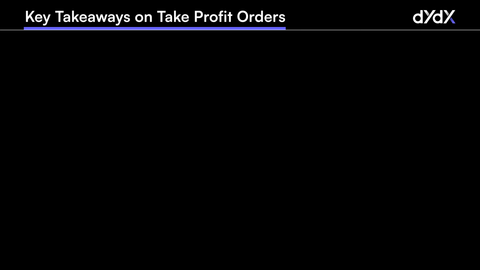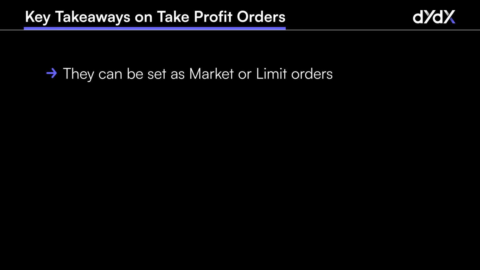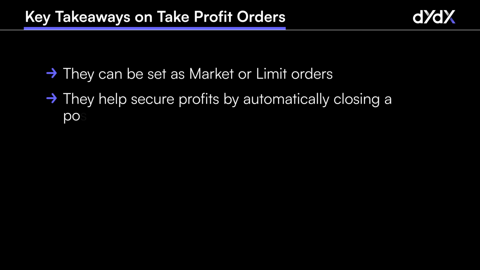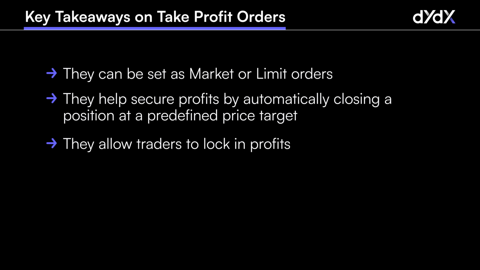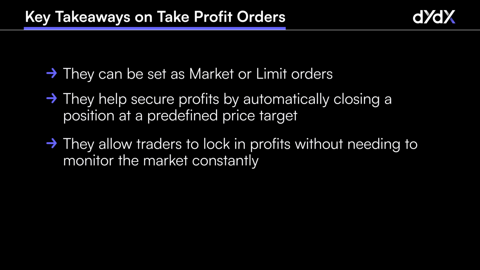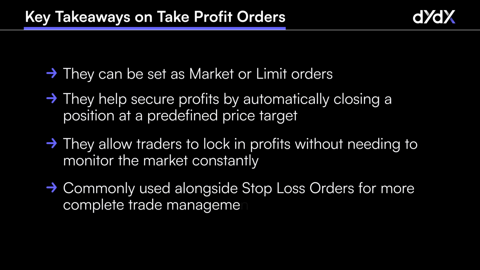So the key takeaways on take profit orders are that they can be set as a market or limit order. They help secure profits by automatically closing a position at a predefined price target. They allow traders to lock in profits without needing to monitor the market constantly, and they're commonly used alongside stop loss orders for more complete trade management.